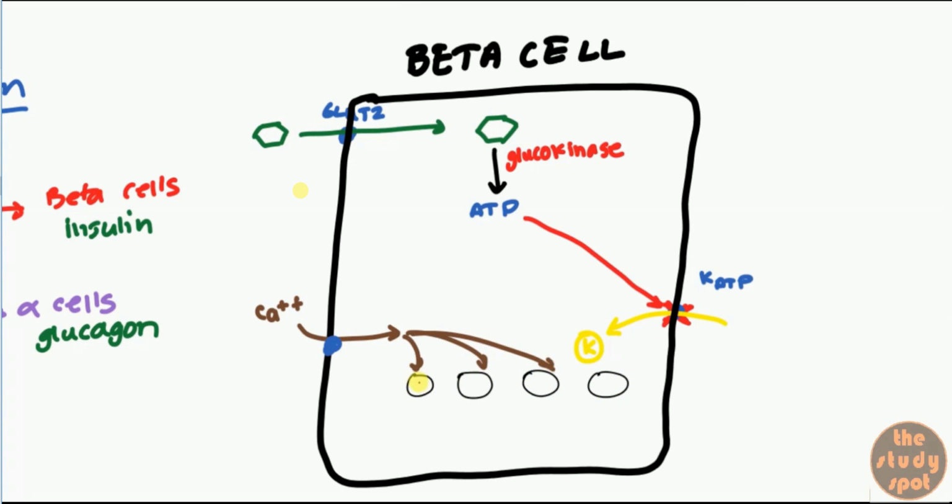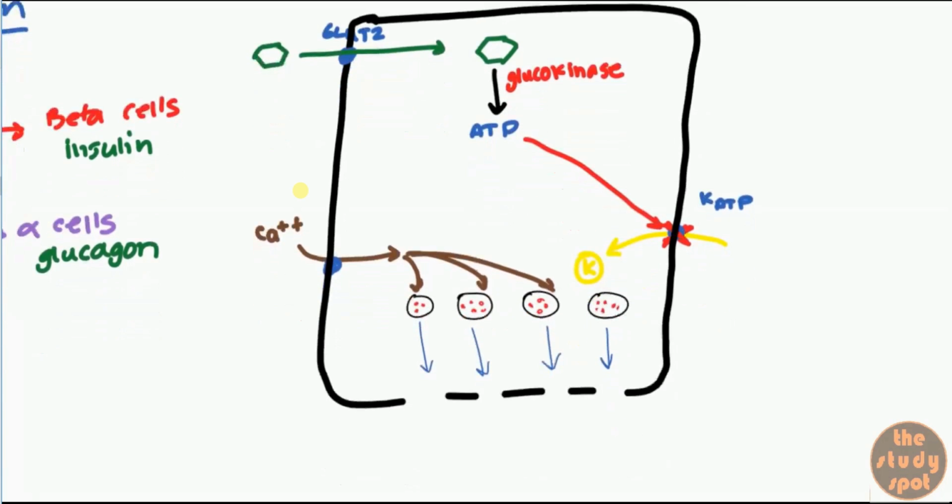This calcium acts upon all these vesicles, and within these vesicles you have insulin molecules, and you also have C-peptide, which we can get to a little bit. When calcium acts upon it, these vesicles go towards the cell membrane, they fuse with the membrane, and then they secrete the insulin into the blood there.